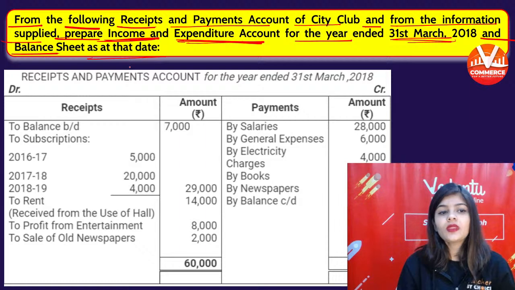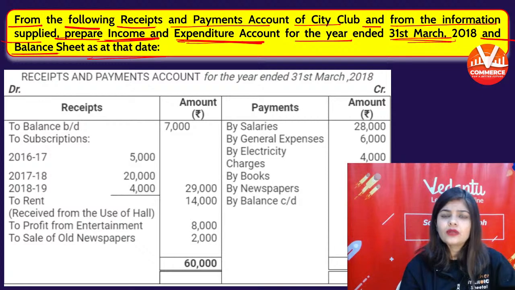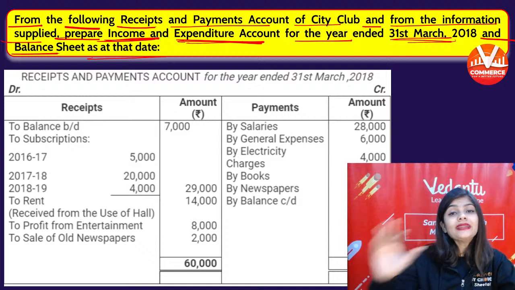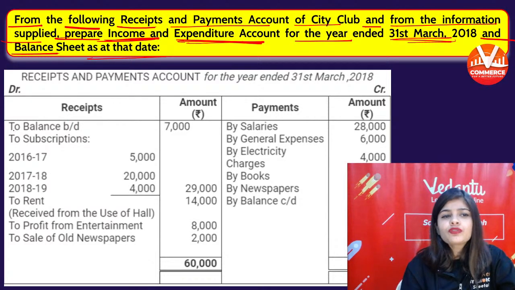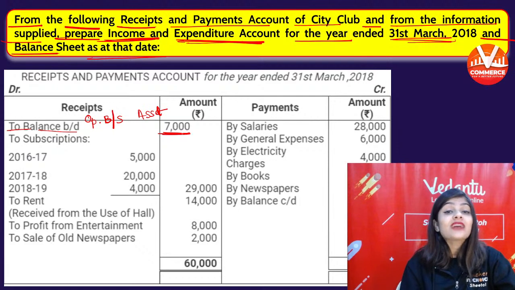So first of all, we will read the receipt and payment account carefully, and we will identify where we will record these items. So first item, to balance brought down. This is the opening balance of cash. You will record this in the opening balance sheet on the asset side.